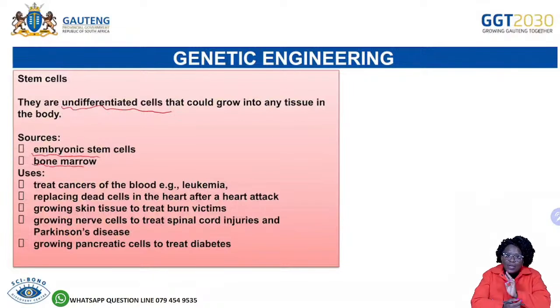So where do we get stem cells, good people? We get stem cells from bone marrow. We can also get them from embryos. Just for your information, when a baby is born, there is an umbilical cord. We have learned about this in reproduction. The blood found in the umbilical cord is very important. In some countries, they take the blood there, which has a lot of those undifferentiated cells, and they harvest it.